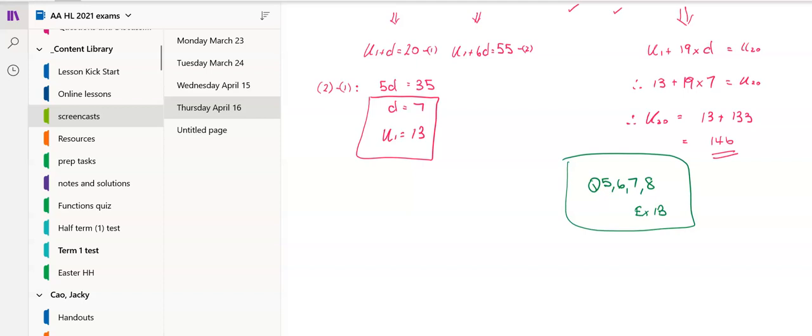What we'll do in the next screencast, next lesson, will be to take sequences and find their sums. So next will be arithmetic sums or arithmetic series. And that'll be things like so. Find the sum of the first 10 terms of such a series.